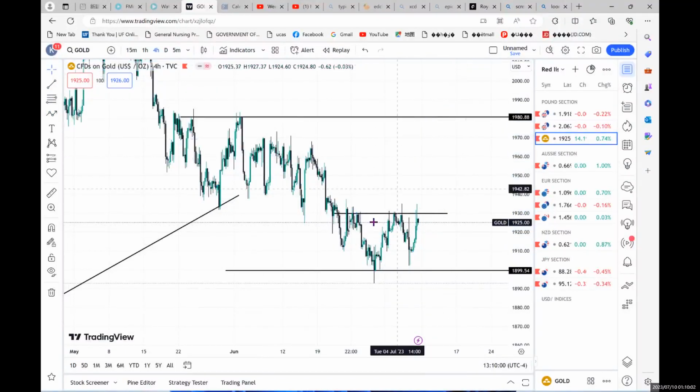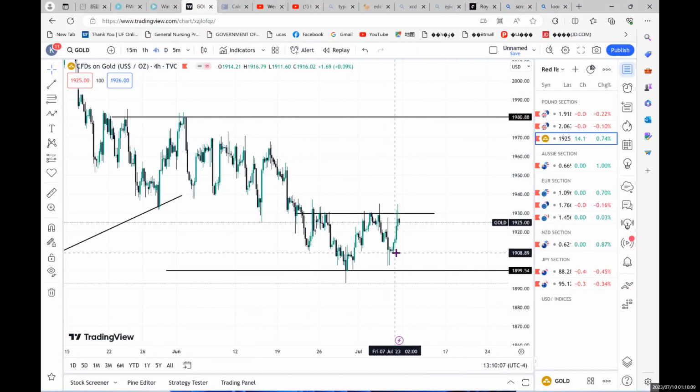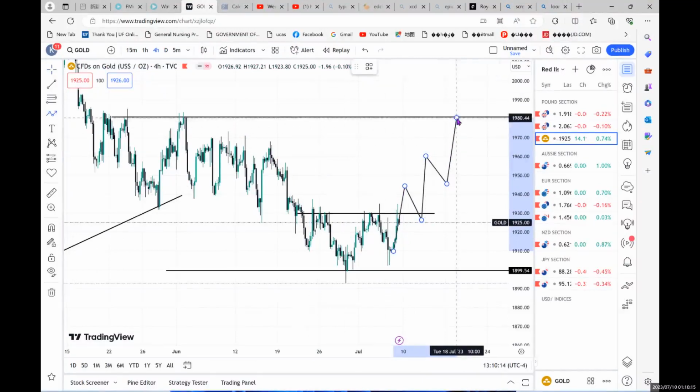like this. But I wouldn't do anything in this area until we get something like a breakout, retest, you know, and price showing us bullish characteristics, which is higher highs and higher lows. Then I'll take a buy. Okay.